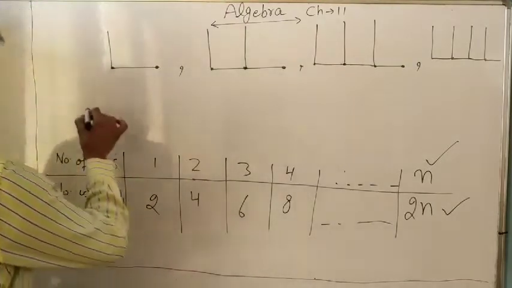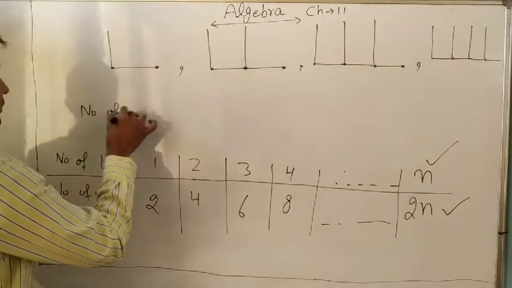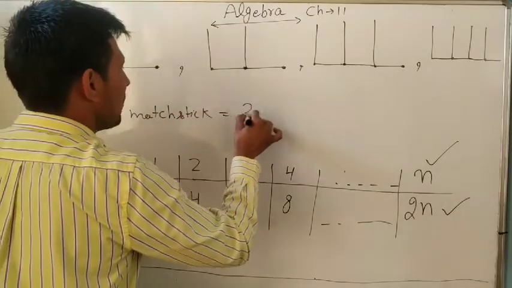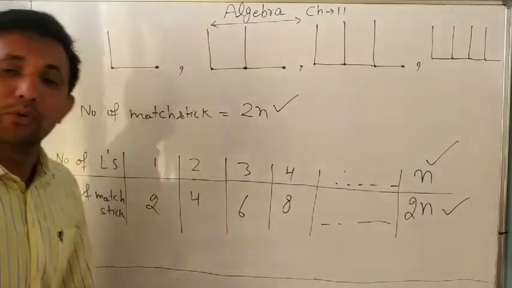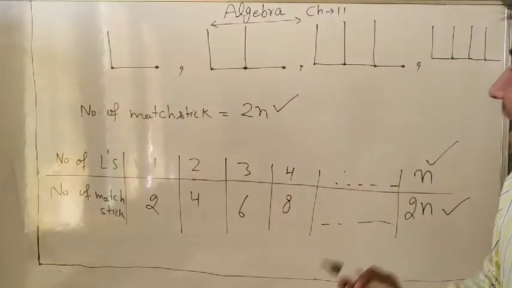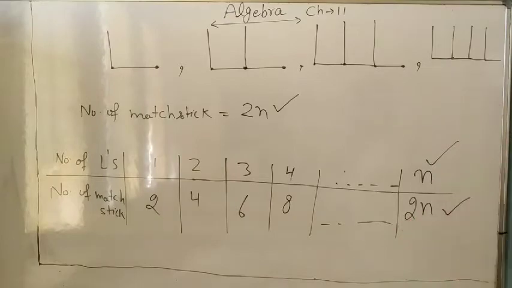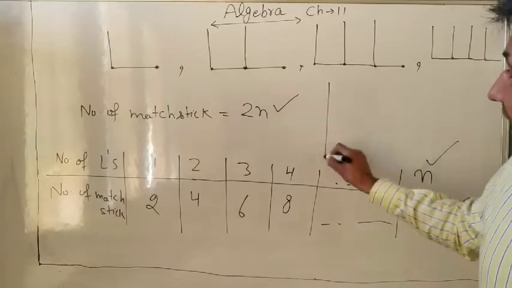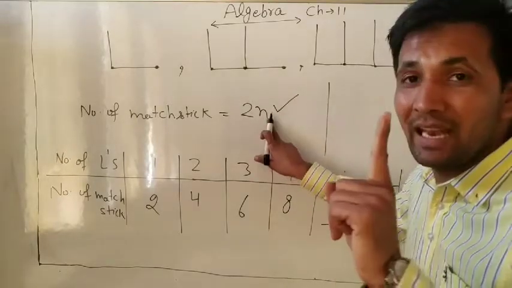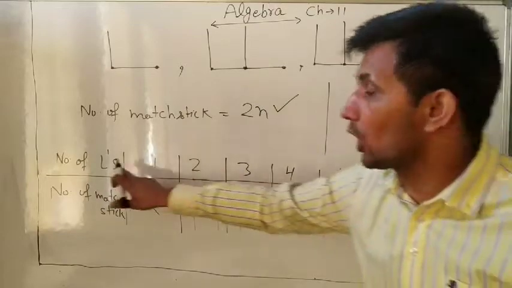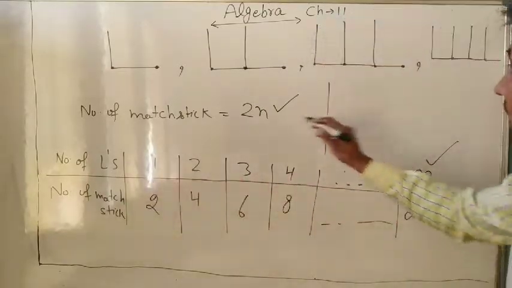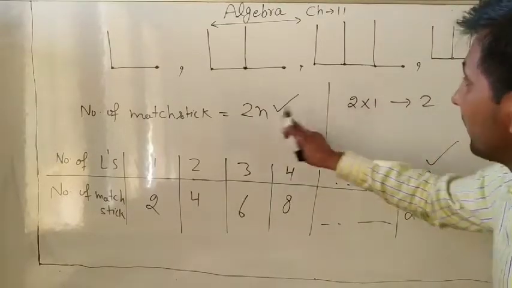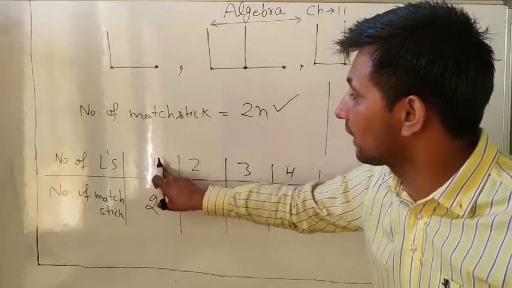And dear, this is a pattern. You can write the number of matchsticks you will find: 2N. It is a pattern. How can you check it? You can take any value of N. The number of L's is N. Suppose we take N as 1. N means number of L's. If L is 1, it is 2 into 1. In place of N is 1, for 1 L, 2 matchsticks.